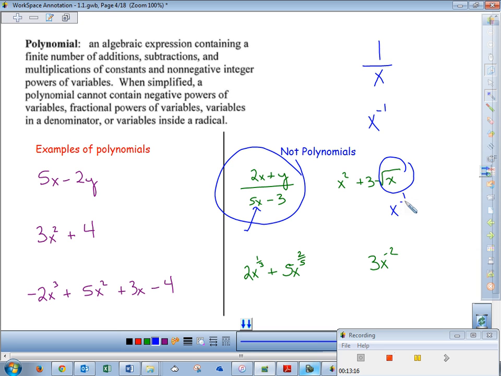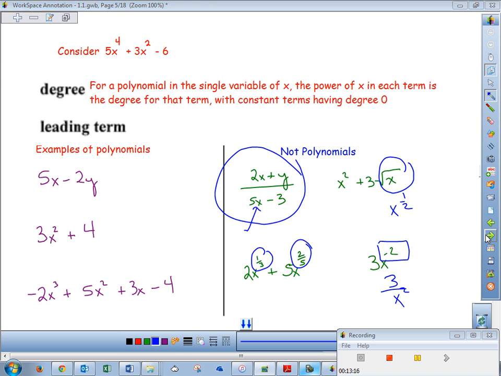It could also be written as x to the 1/2, which is bad because you have a fraction for an exponent, a fractional exponent. And this is a negative exponent, which really is like 3 over x squared, which is a variable in the denominator. Can't have it, right? So not polynomials.